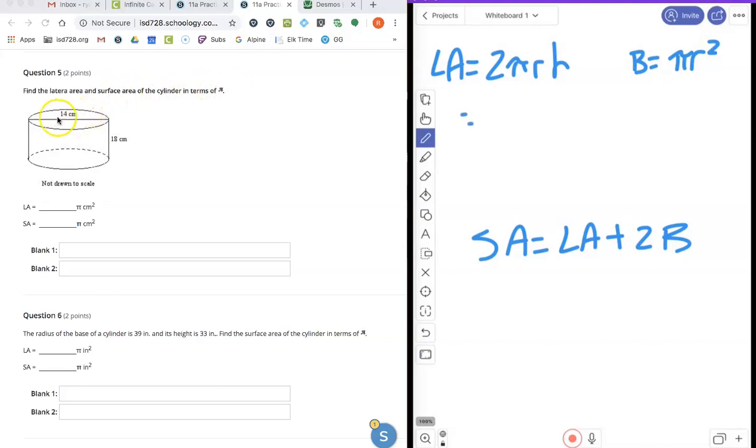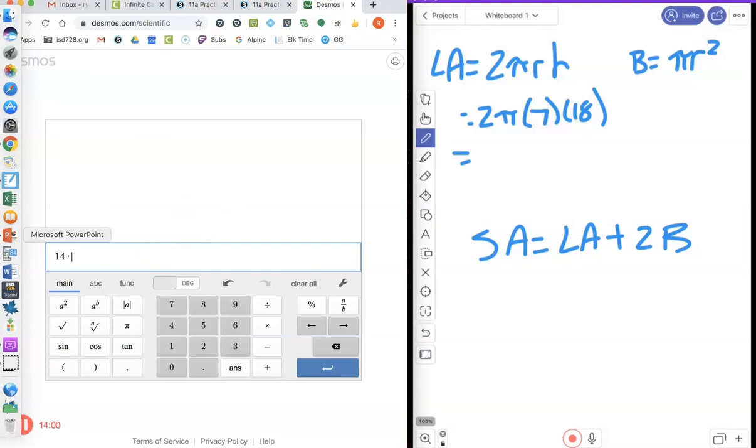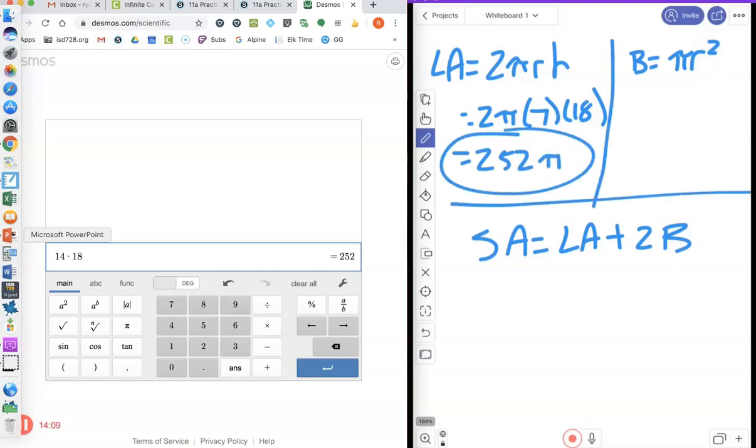This cylinder here has a diameter of 14, which means we have a radius of half of 14. So we have 2 times pi, the radius is 7. The height is how far the circles are apart from each other, which is 18. So we'll go to the calculator for that. We have 14 times 18. And our lateral area is 252 pi. Okay. The area of one base is pi times the radius squared. Radius is 7. So we have 49 pi for one base.